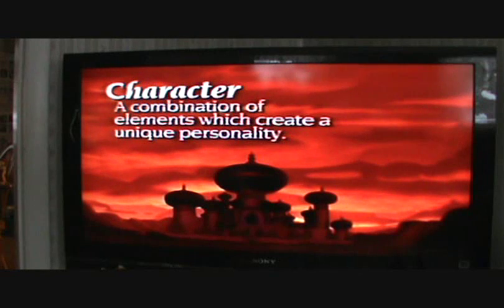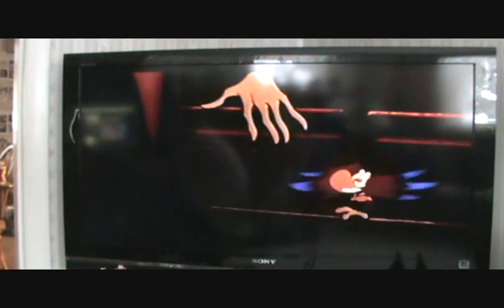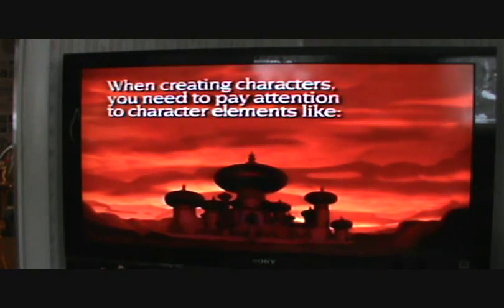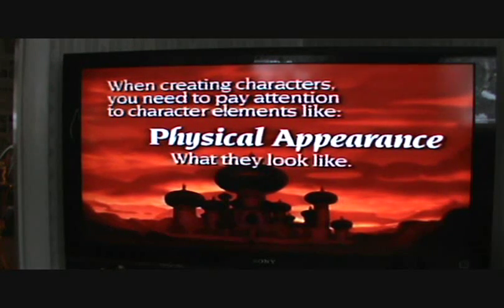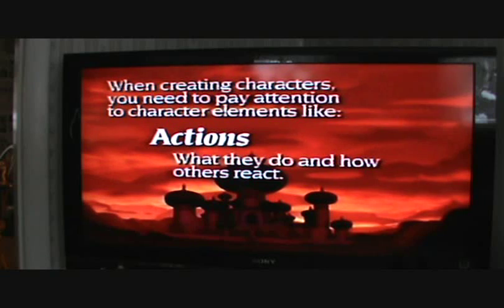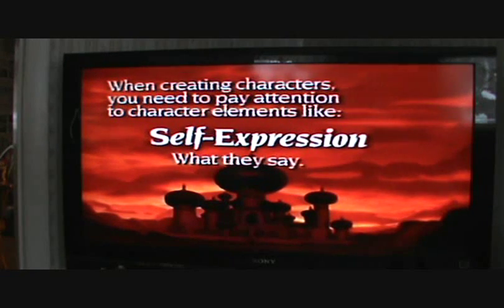As you watched the stages of the animation process, you saw that while details were refined at each stage, the character had a distinct personality from the very beginning. That's because the animators begin drawing only after they've explored the different elements used to create characters with distinct personalities. Like the animators, when you create characters of your own, you'll want to pay attention to character elements like physical appearance, what a character looks like; movement, the way a character moves; actions, what a character does, and also how others react to what they do; voice, how a character sounds; self-expression, what they say.